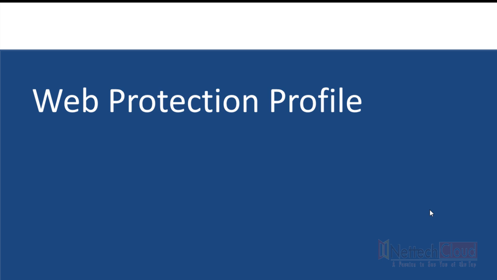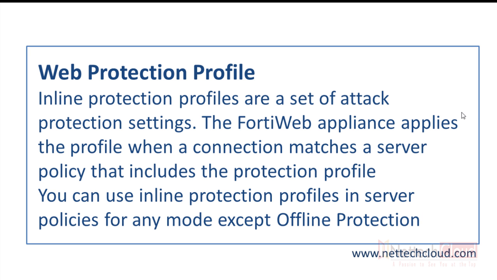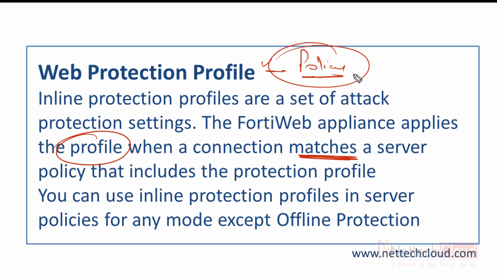Alright, so web protection profile, inline protection profiles are a set of attack protection settings. The FortiWeb appliance applies the profile when a connection matches a server policy, right? So where do we associate the web protection profile? With the policy, right? On the policy page we do find the option to attach or associate a web protection profile, and the web protection profile is linked with the known attack signatures.